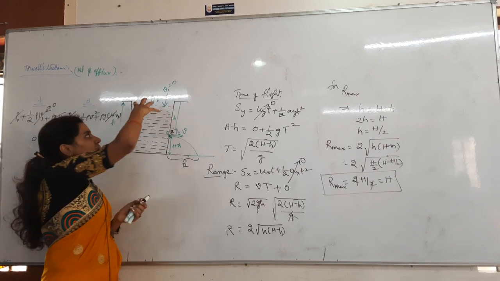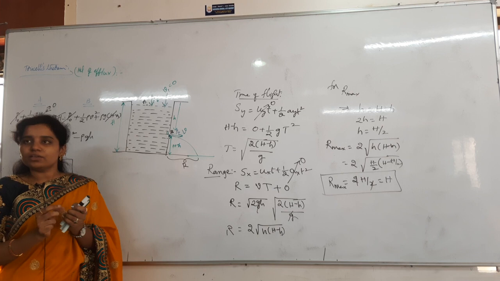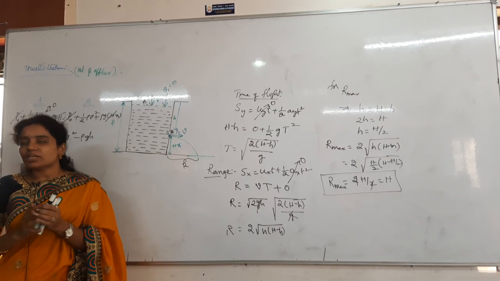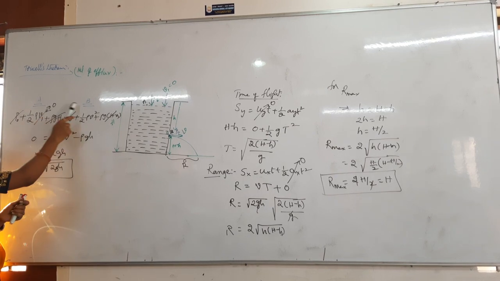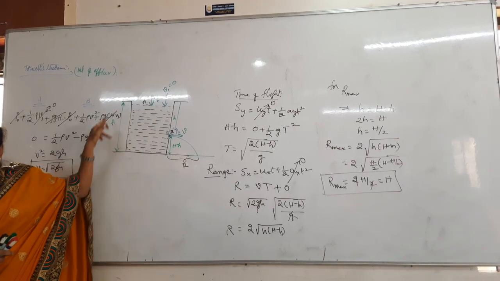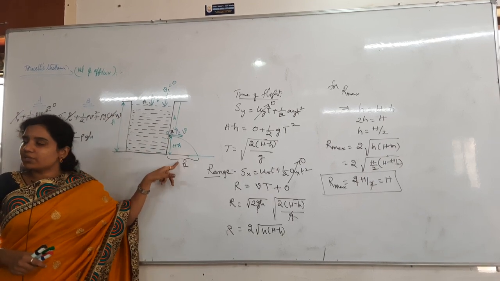Let us consider the open end of the tank as A and this hole at point B. You have to apply Bernoulli's theorem at point A and then B. So I have applied Bernoulli's theorem between A and B. Point A is at what height? H height from the ground. Point B is at what height? H minus h height from the ground.